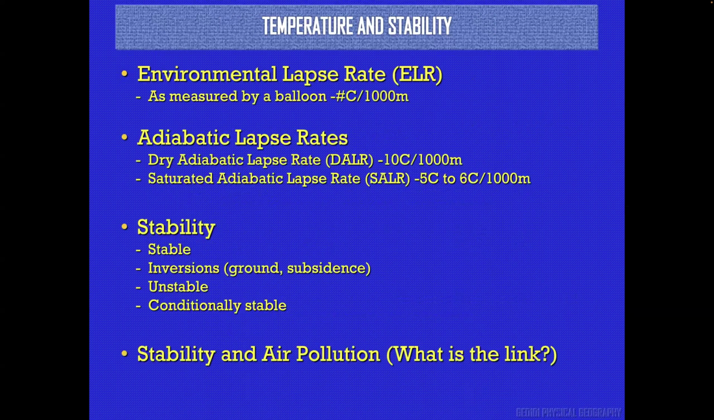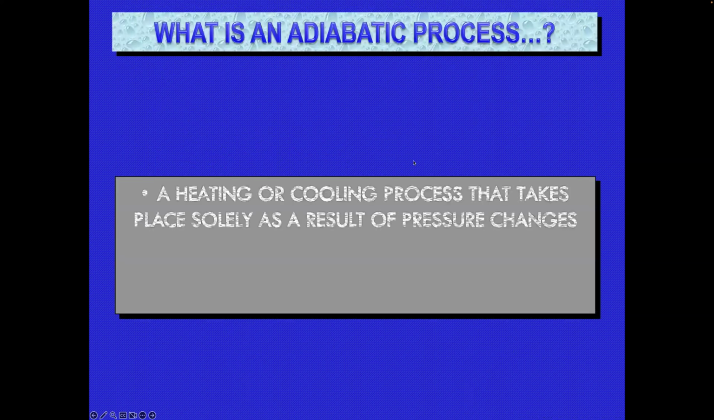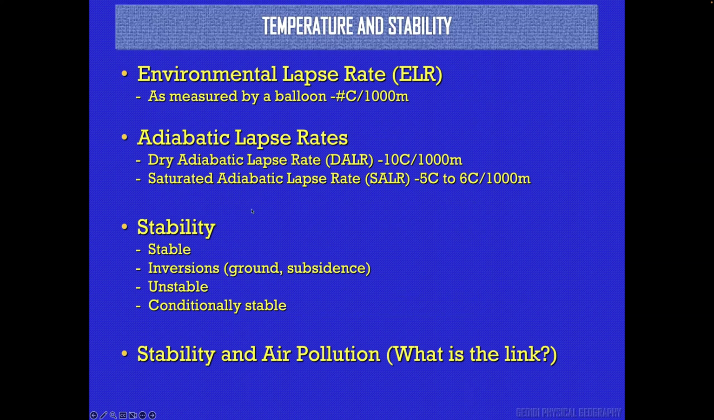And then you get these things called environmental lapse rates. So you have the adiabatic lapse rate, which is dry. The dry version of it is -10 degrees Celsius per 1,000 meters. And then the saturated version of it is -5 to 6 per 1,000 meters. Okay, so we'll get more into that coming up.